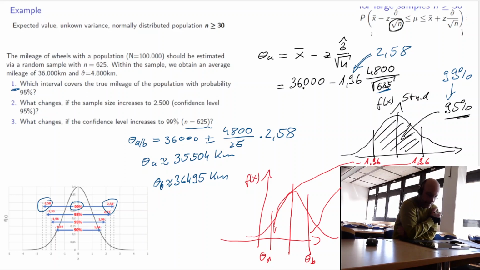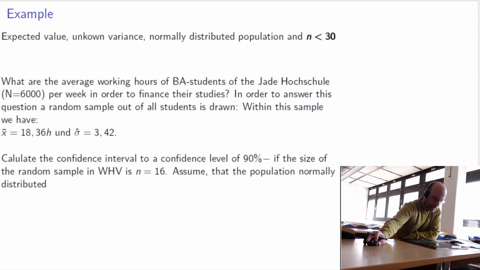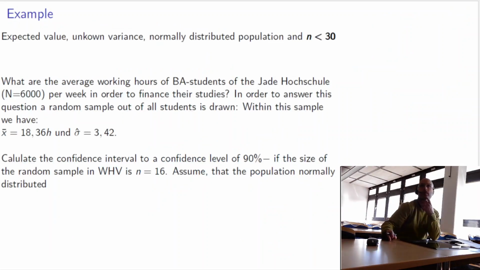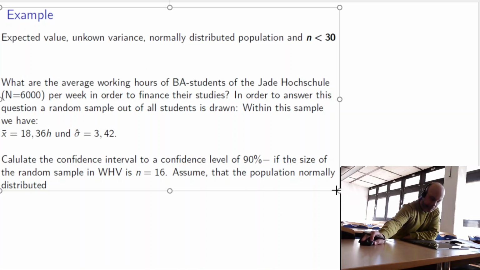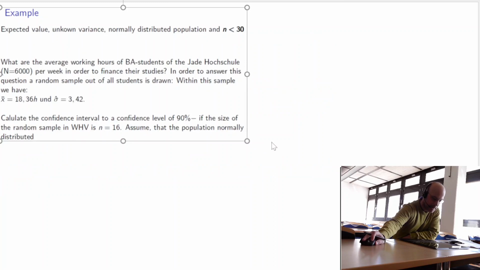So I've done this quite slowly, but the idea behind this is that if I pose another question, you really can recapitulate this and you are really able to also calculate these confidence intervals. But now we are switching to a situation where we have a small sample.